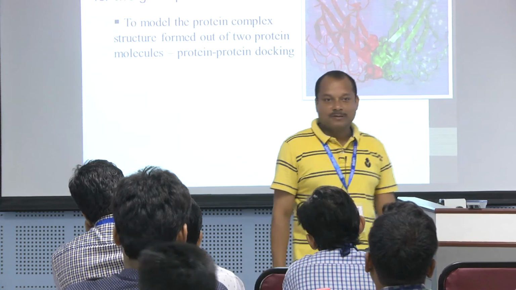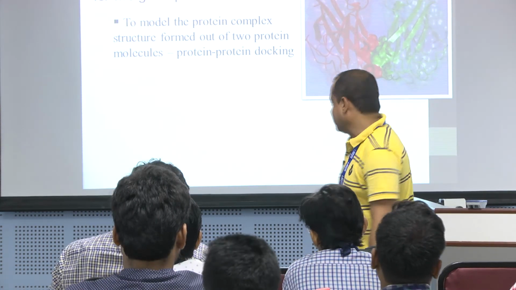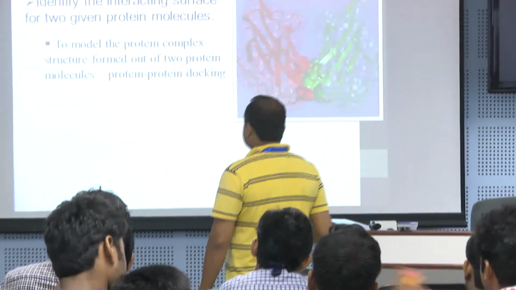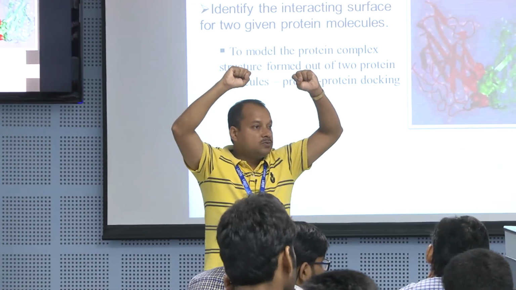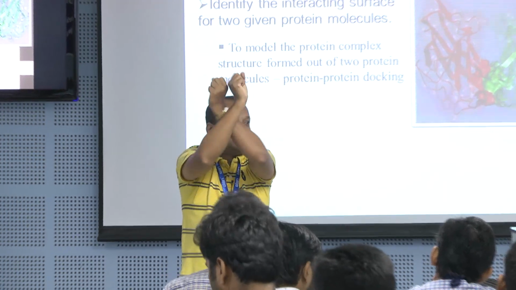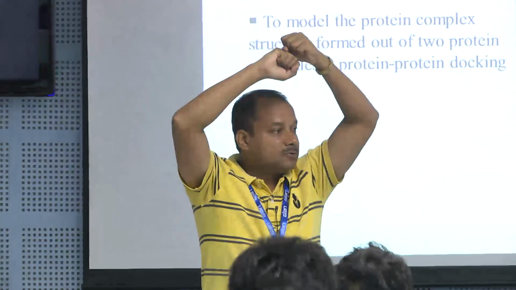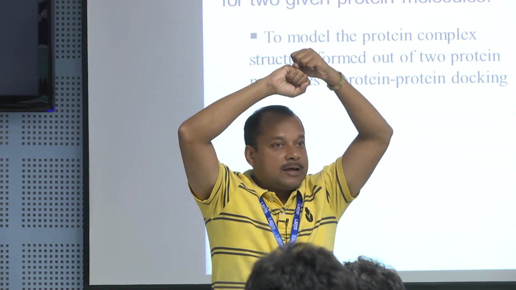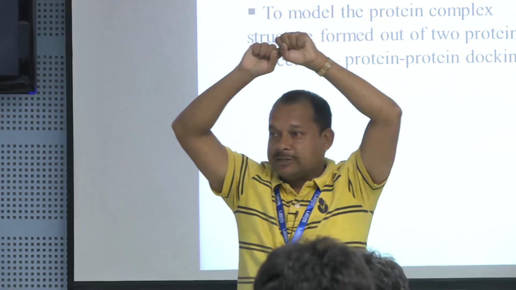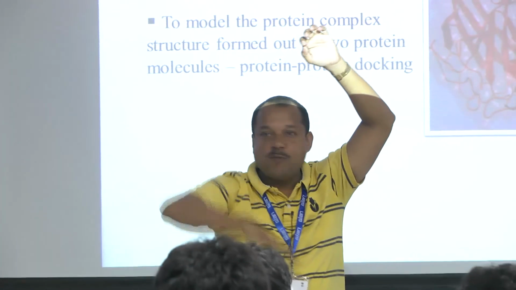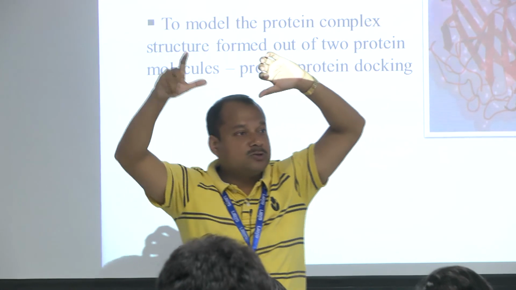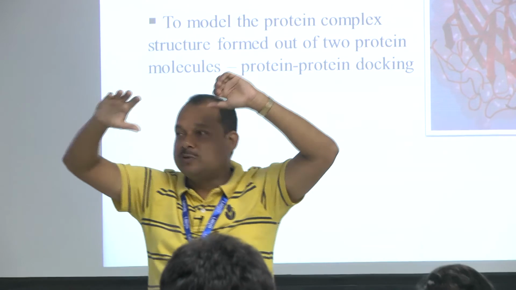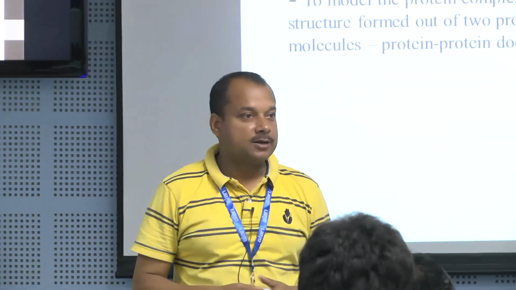In order to do that, first, as I said, if this is a protein and this is another protein, you have to explore all the possibilities. After exploring all those possibilities, you have to rank them among these which may be feasible. Then among those feasible, you have to score them based upon some scoring function. I will come to that scoring function later.